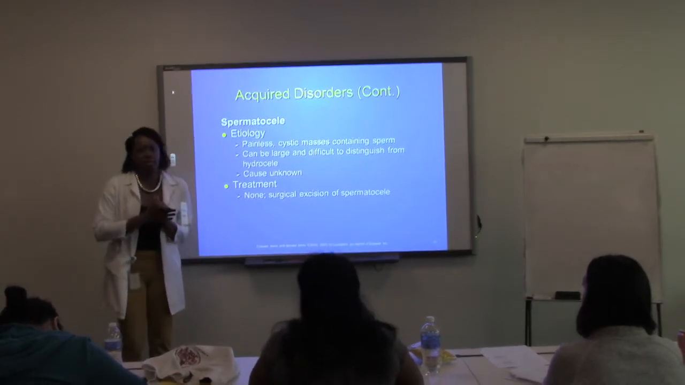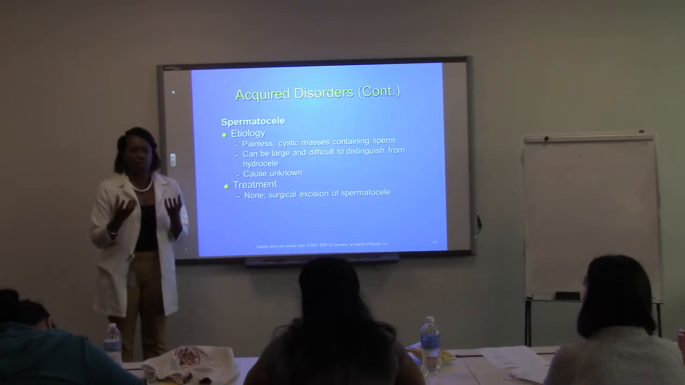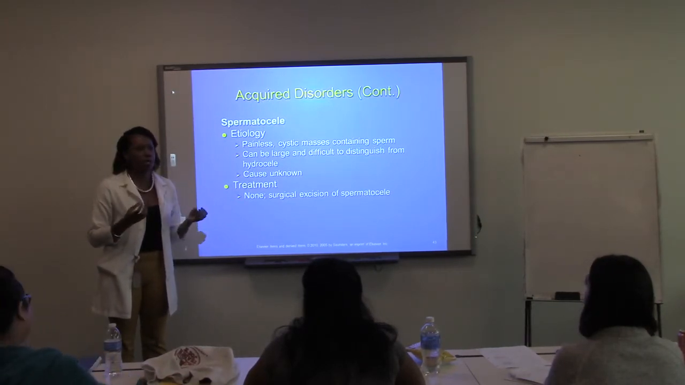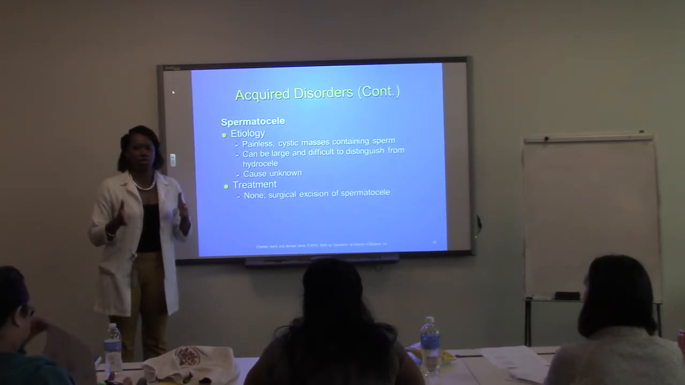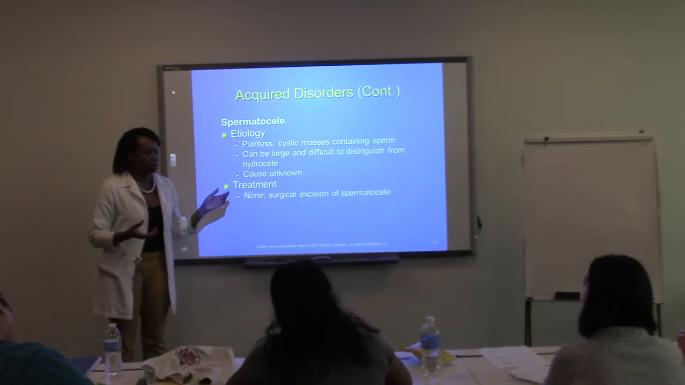Spermatocele is another one that's actually quite common, and if you look at the scrotal sac from inspection, they actually look the same, okay, because one scrotal sac is going to be larger than the other. And you can't really distinguish the two, if it's a hydrocele or a spermatocele, unless you do an ultrasound, okay.